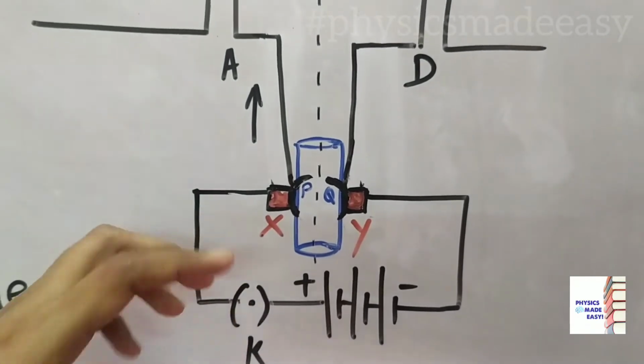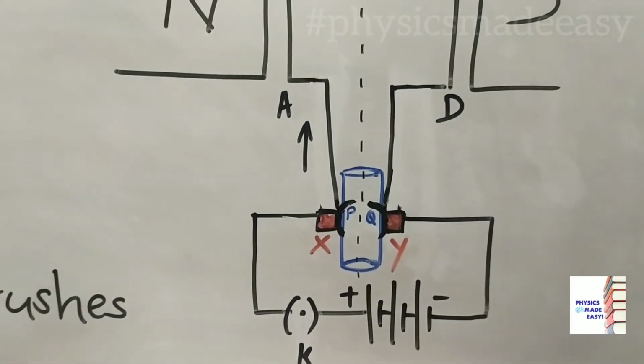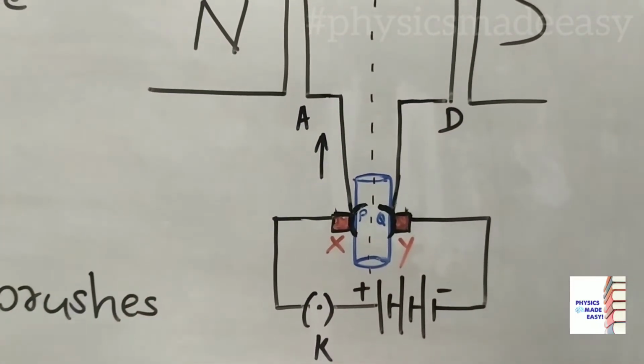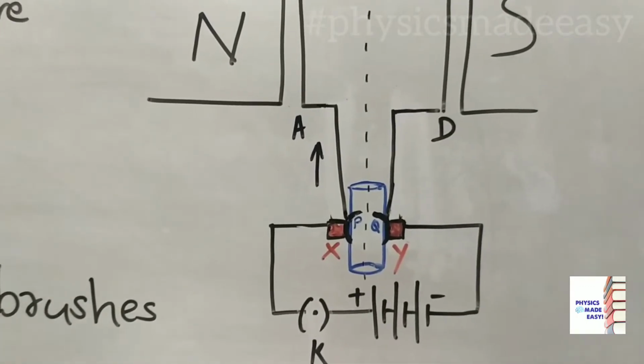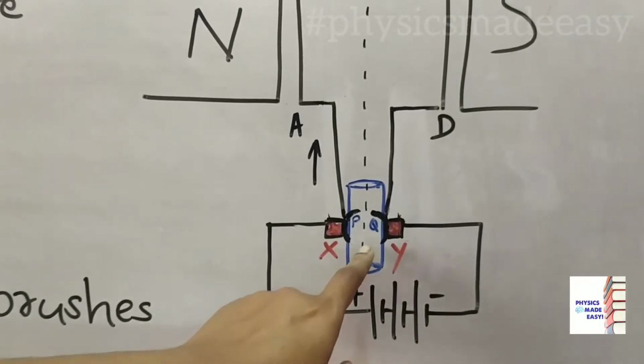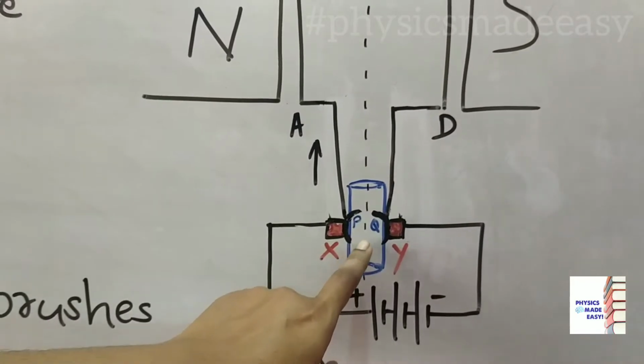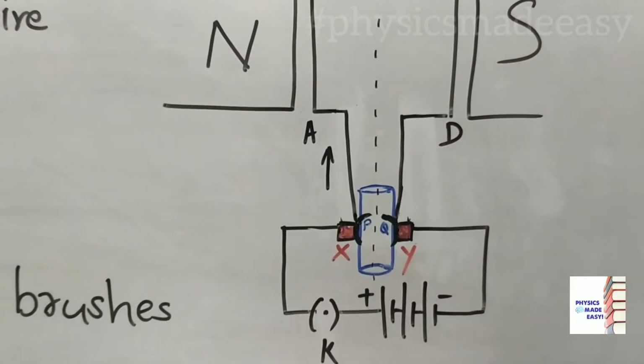The split ring means its outer part is a conducting part. It can conduct, but its inside is insulated and fixed with an axle. This axle can move freely.